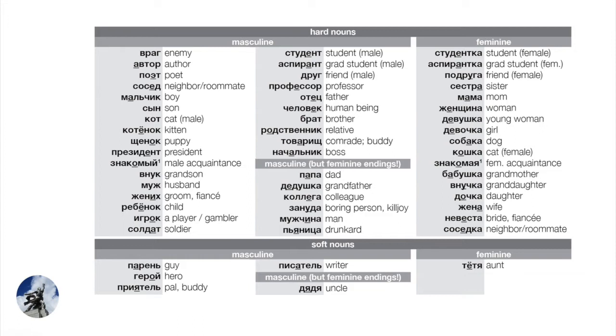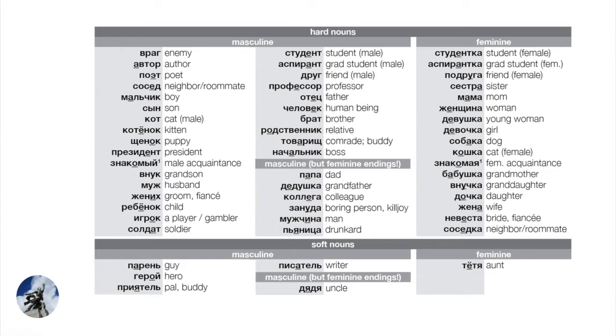Студентка, аспирантка, подруга, сестра, мама, женщина, девушка, девочка, собака. Okay, so that's a feminine noun, and if we're being really specific, I suppose it would refer to a female dog.